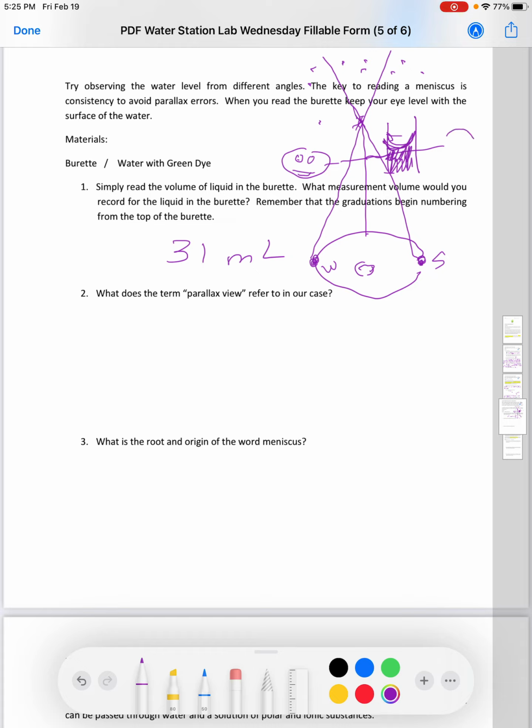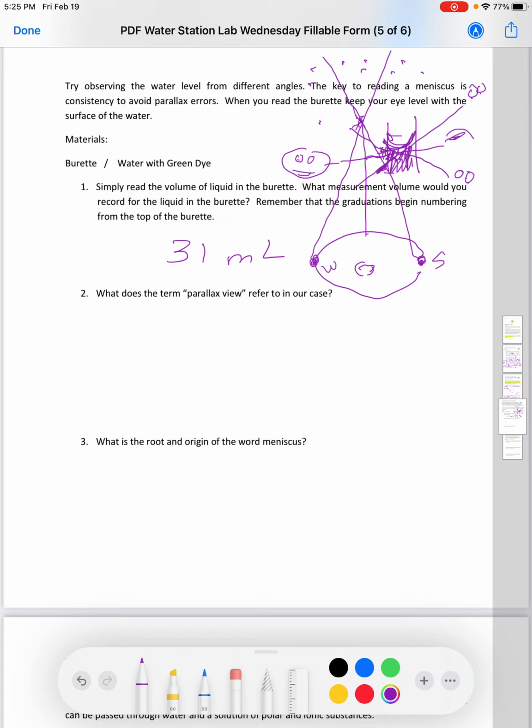It has a pillow top. But if I look at this from up here, if I'm too high, there's my eyeball, or my eyes, and I look at them from up here, I'm going to get too low a value down here. And if I look at this meniscus from down here, these are my eyes again, I'm going to get too high of a value. So if I have what's called a parallax view, it will not work.